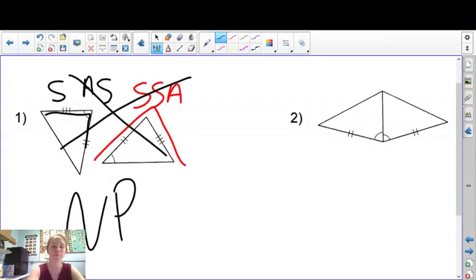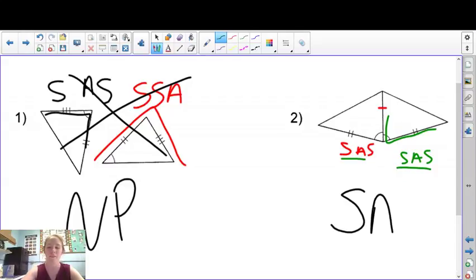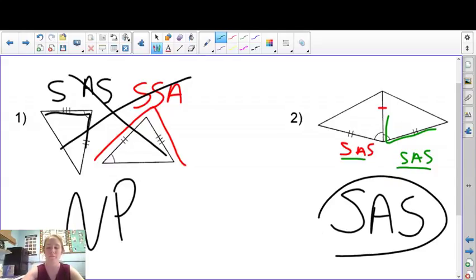Number two, I have a side, I have an angle, and then since this side is shared, that would be a freebie that they match there. So the triangle on the left goes side, angle, side. Triangle on the right goes side, angle, side. Since they match, my final answer is side, angle, side.